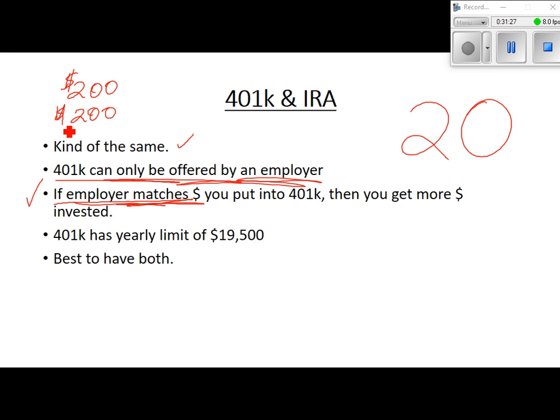A 401k has a higher limit than an IRA. You can put in up to $19,500 into a 401k instead of just a 6 or 7. It's probably good to have both. So if you have a 401k or some kind of retirement plan through your company, it's also not a bad idea to have an IRA so that you make sure you have plenty of money when you retire. Again, make sure you write down that right there.